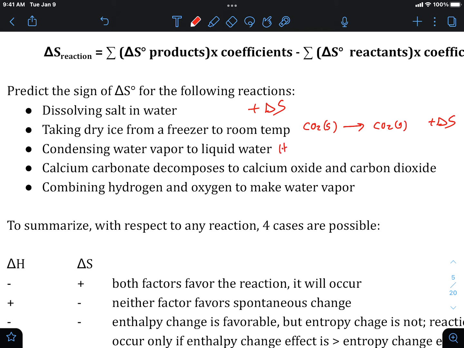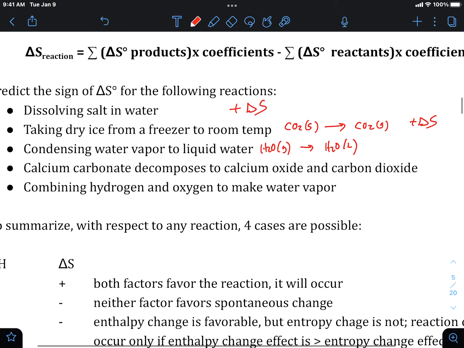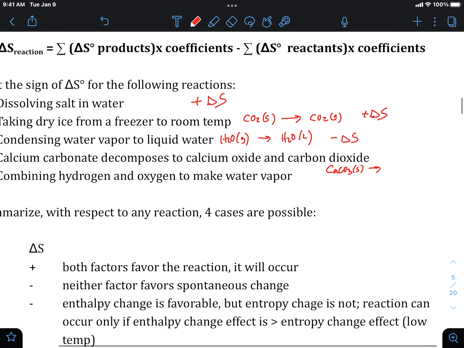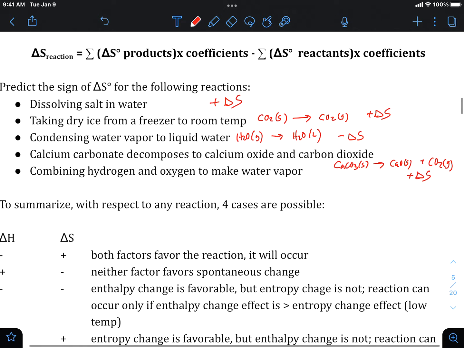Condensing water vapor to liquid water. Positive or negative delta S? It's more ordered as water. So your disorder is lessening. So negative delta S. Calcium carbonate decomposes. So CaCO3, solid, decomposes to calcium oxide, which is a solid, and carbon dioxide gas. Positive or negative delta S? It is positive. And then combining hydrogen, which is a gas, plus oxygen, which is a gas, to form water vapor, so still gas. But what is happening? Everything's a gas, so there's no obvious change here. But what is happening numerically?